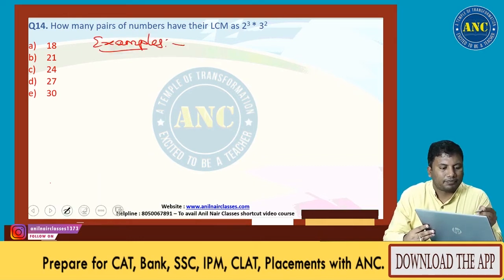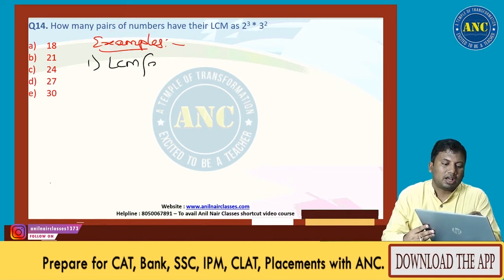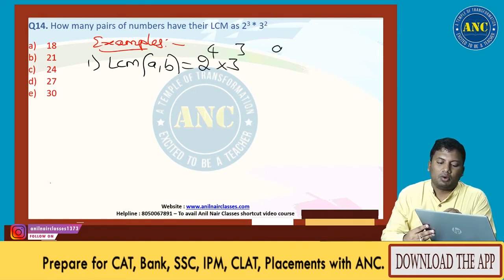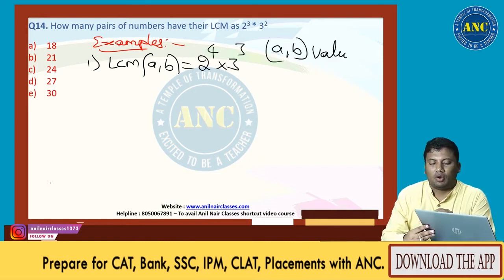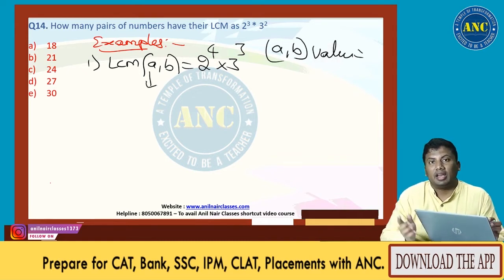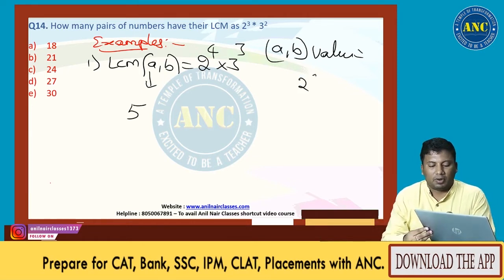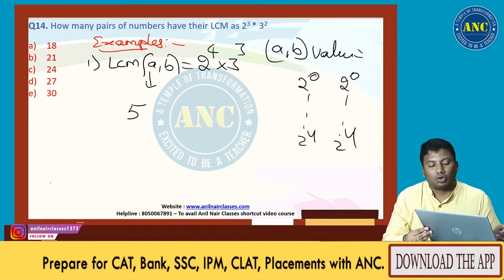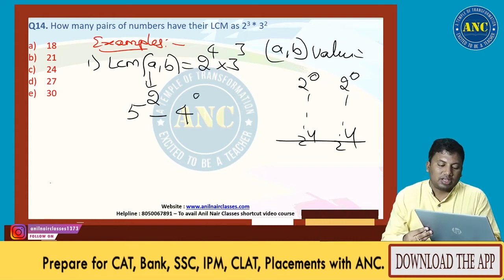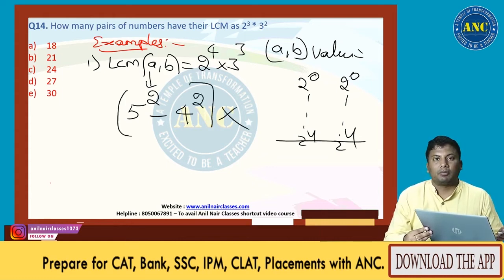Suppose LCM of a comma b is equivalent to 2 power 4 into 3 power 3. How many values can A and B take? A takes all the powers of 2. What are all the powers there? From 0 to 4, 5 cases: 2 power 0 to 2 power 4. Similarly, B also will take 2 power 0 to 2 power 4. So 5 square minus, don't take 2 power 4, from 0 to 3, 4. A will take 4 cases, B will take 4 cases. 5 square minus 4 square.